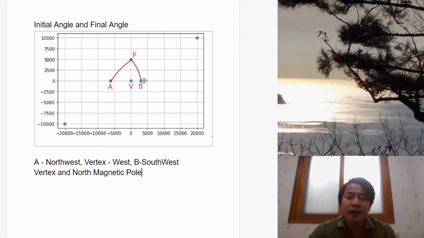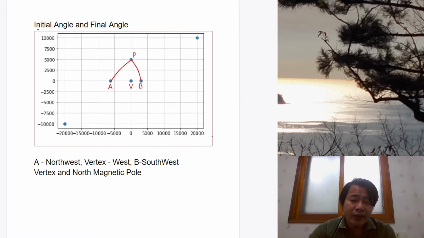Also, we can get the navigation angle when we sail or navigate from A to B. We can get the angle PAB and the final angle PB, and minus 180 minus PBA is the final angle to get to the point B.